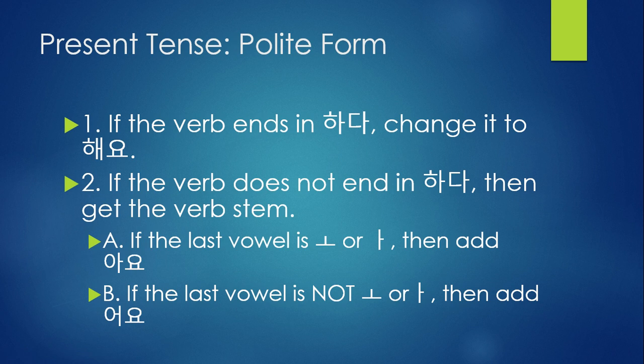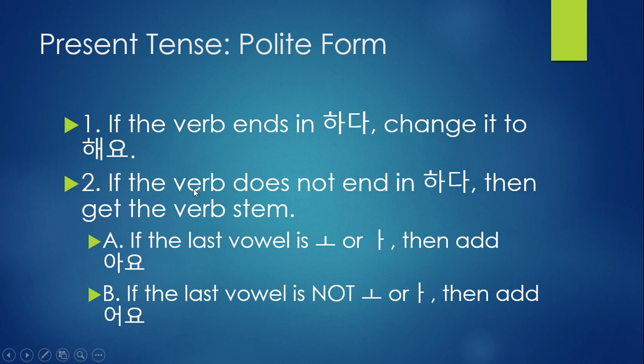Next, we go to present tense polite form. Present tense polite form has more rules, but these are the basic rules. Number one, if the verb ends in hada, change it to heyo. So the hada ending, change hada to heyo.